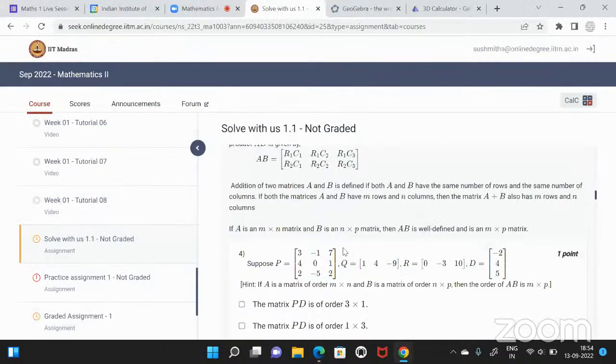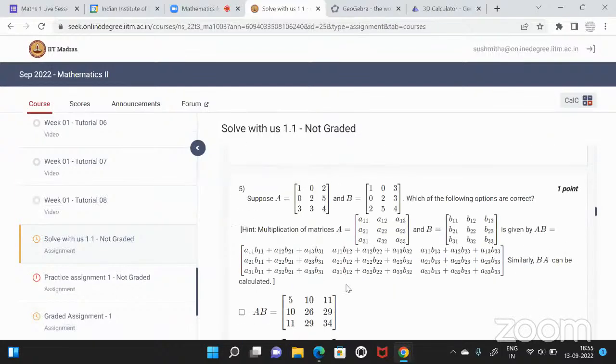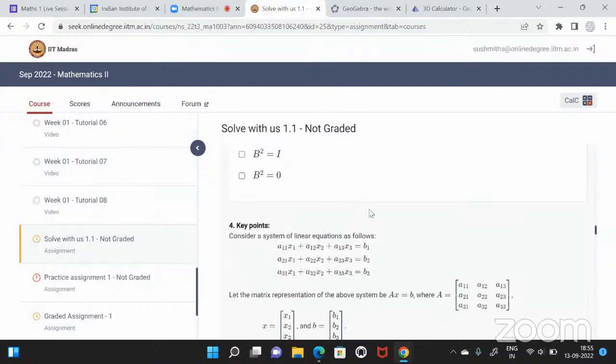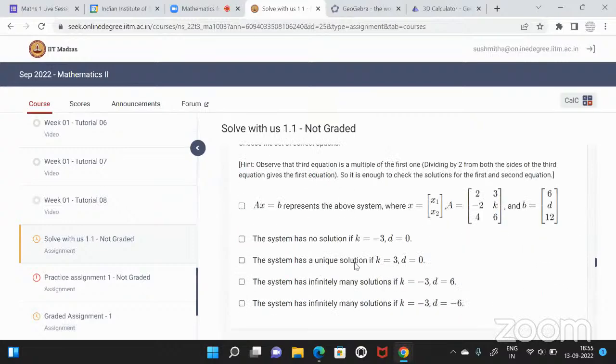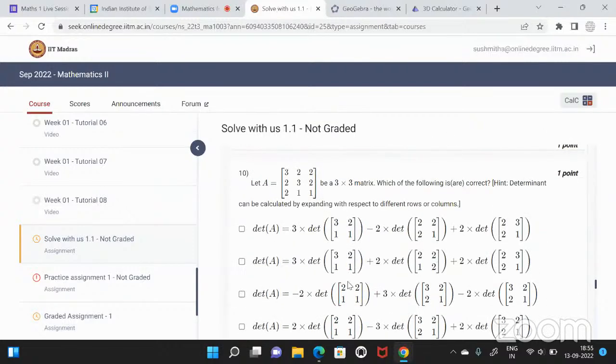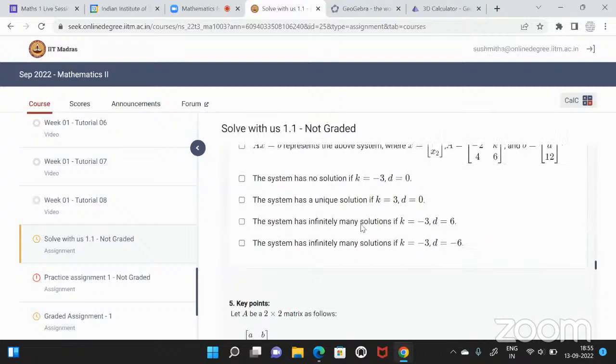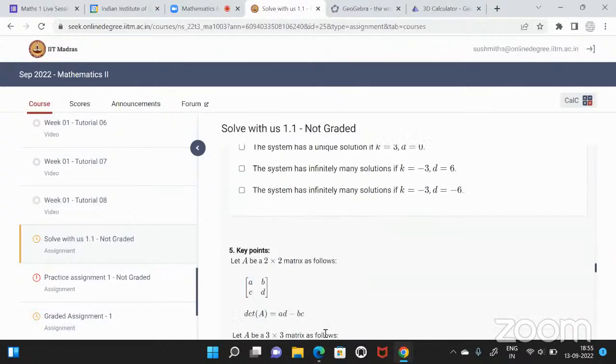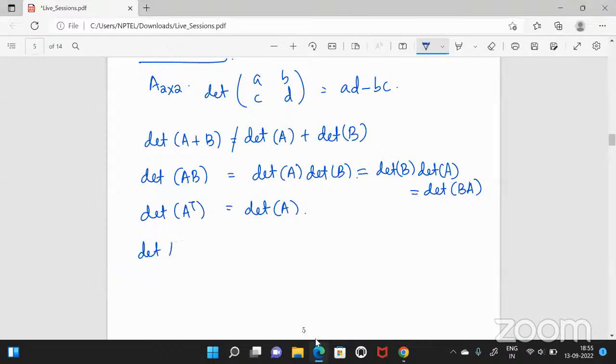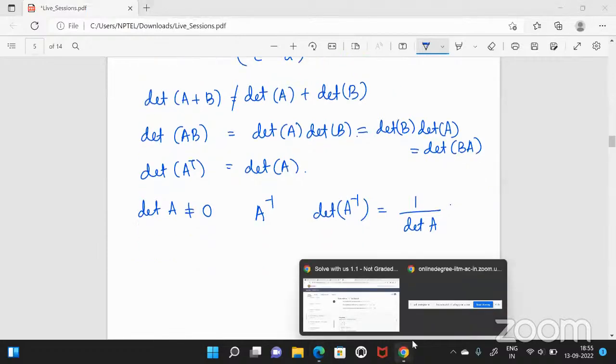Then what else? Determinant of A inverse. Is the inverse concept in week 1 already? No, ma'am, inverse is in week 2. Okay, anyway. If the determinant of a matrix is not equal to 0, only then we can talk about A inverse. And what is the determinant of A inverse? 1 by determinant of A. Yeah, it's 1 by determinant of A. It's there in the practice assignment, ma'am.